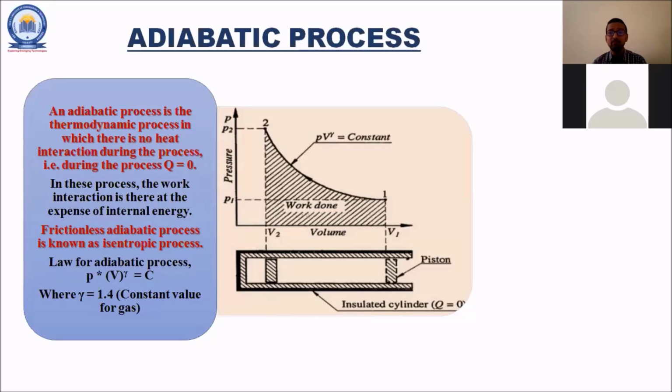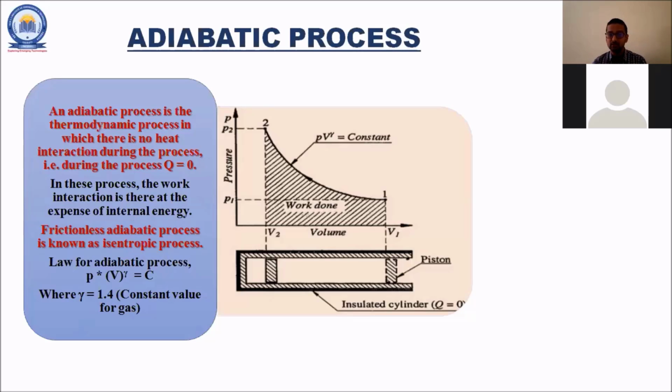And if we remember the first law of thermodynamics, that is Q is equal to delta U plus W. Since Q is equal to 0 in the adiabatic process, the work interaction will be possible only at the expense of the internal energy. The frictionless adiabatic process is known as the isentropic process.